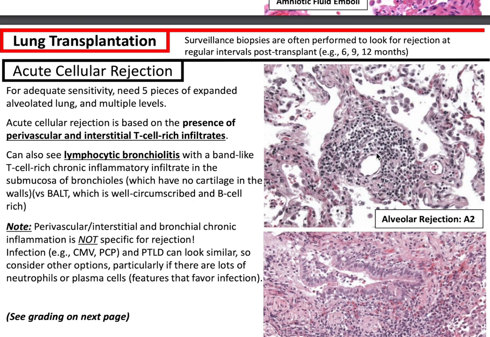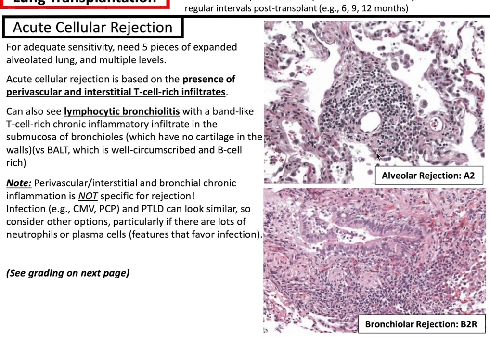Lung transplantation. Surveillance biopsies are often performed to look for signs of rejection at regular intervals post-transplant, 6, 9, 12 months. Acute cellular rejection. For adequate sensitivity, you need 5 pieces of expanded alveolated lung and multiple levels. Acute cellular rejection is based on the presence of perivascular and interstitial T-cell rich infiltrates.